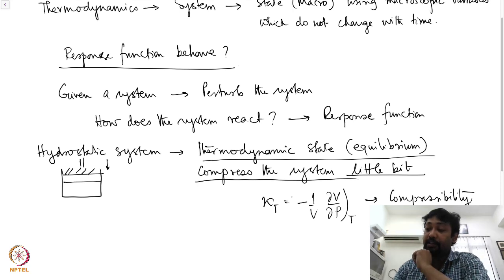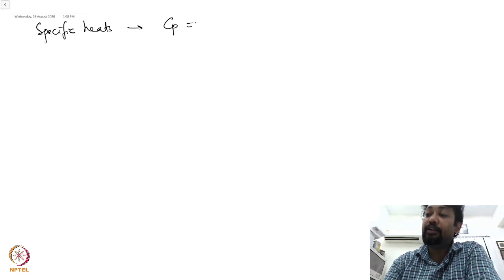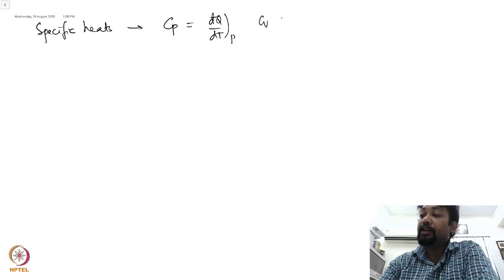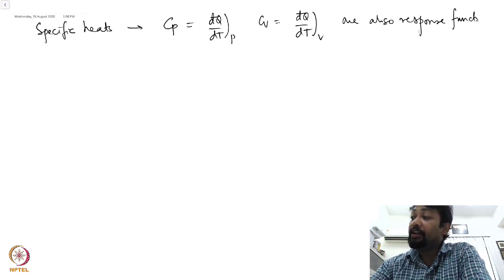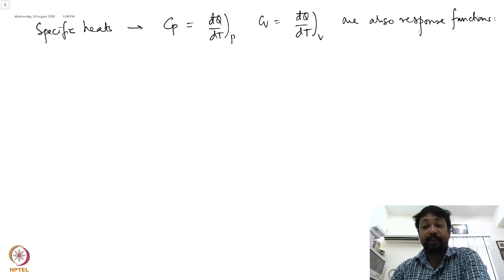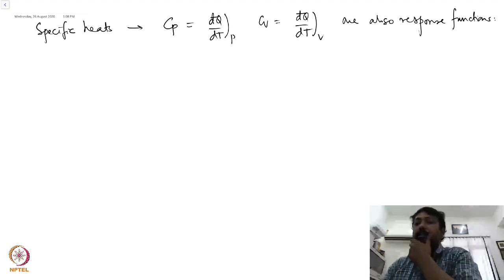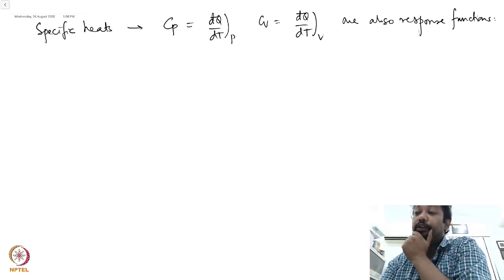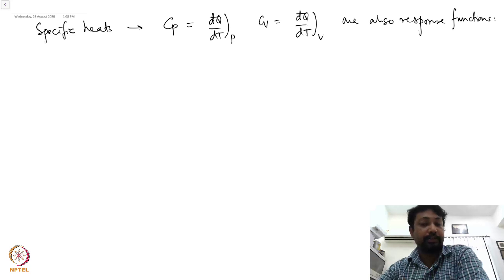Specific heats are also examples of response functions. Specific heats, for example, CP, which is dQ/dT at constant pressure, and CV, which is dQ/dT at constant volume, are also response functions. So thermodynamics is well equipped to answer these questions. For a magnetic system, you know that there is a magnetic susceptibility. Interesting to note over here is that there are two kinds of specific heats I have defined: one at constant pressure and the other at constant volume. We are going to come back to these definitions, the more general definitions of this.